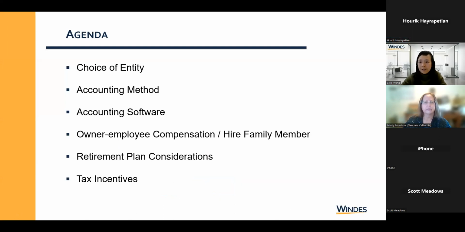So here's my agenda for today's presentation. I'm going to talk about the choice of entity. Depending on what kind of entity you have, there will be a different income tax implication. Also, when you start a new business entity, what accounting method you should choose and, importantly, what accounting software you should have. I also get this question a lot: small businesses want to hire a family member, so what are the issues they have to consider? Also some retirement plan considerations for tax saving purposes, and some incentives available for the small business.